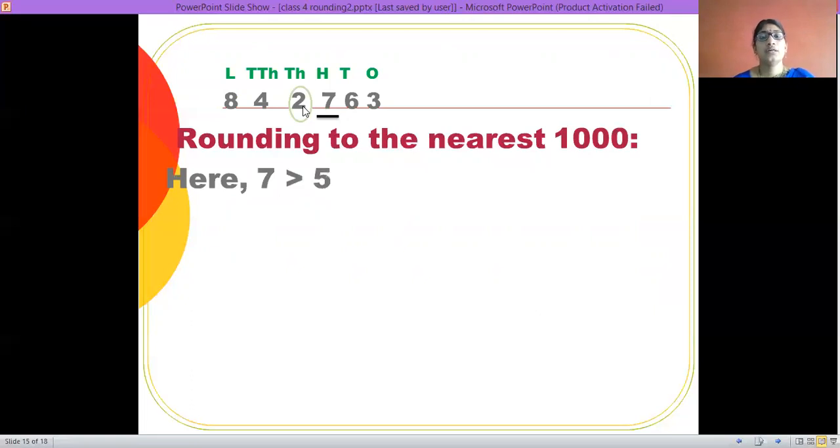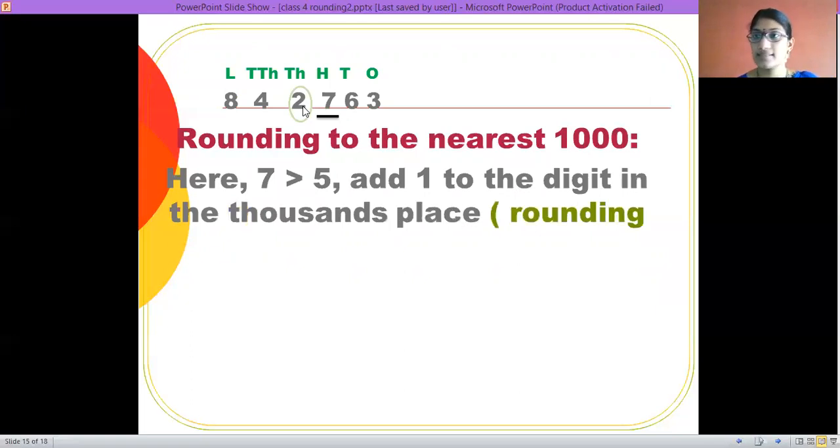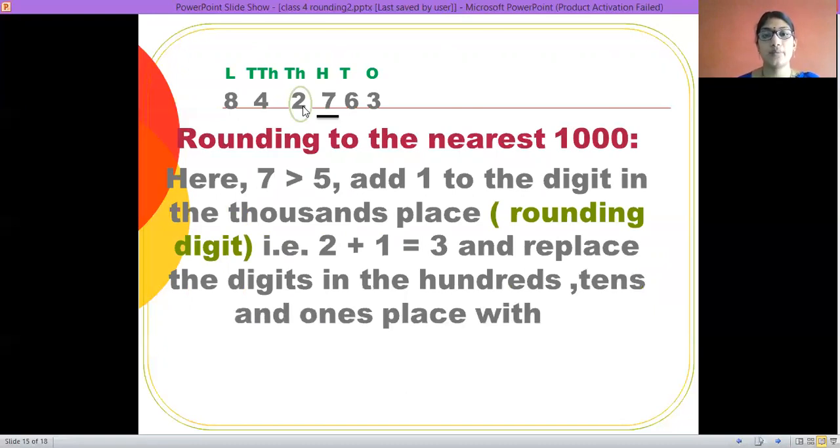Here, 7 is greater than 5. Add 1 to the digit in the thousands place. That is the rounding digit. So 2 plus 1 is equal to 3. We'll replace the thousands place by 3. And replace the digits in the hundreds, tens and ones place with 0.